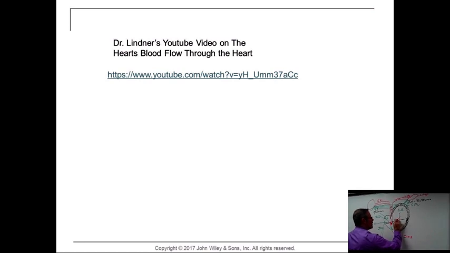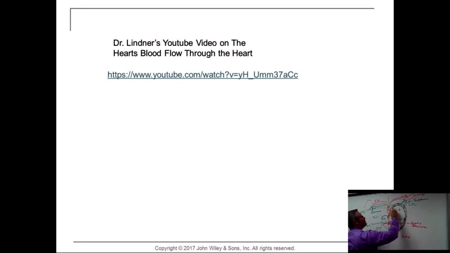When this is forced closed, your semilunar opens. This semilunar is called the aortic semilunar. So that's the aortic semilunar. On the other side was the pulmonary semilunar. So this comes up.